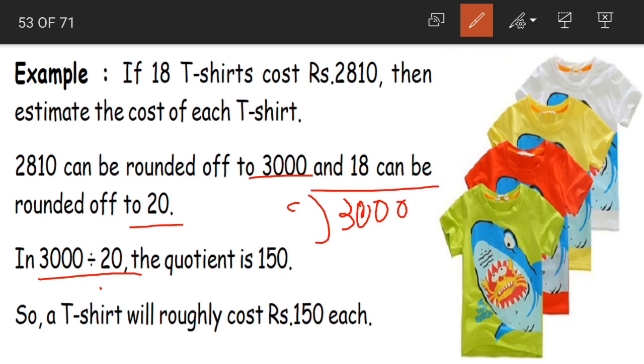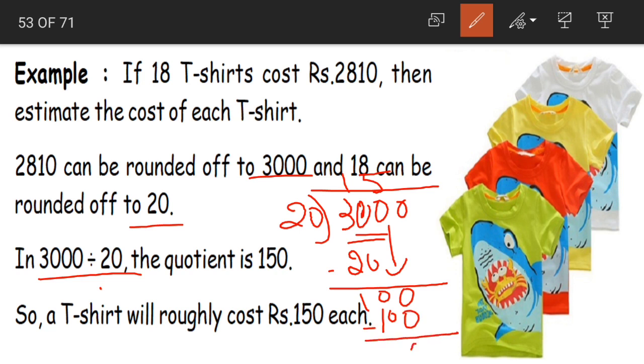3000 divided by 20. Taking two numbers together, 20 ones are 20. When we subtract, 10 will be remaining, bringing 1 0 down. 20 fives are 100. When we subtract, 0, bringing 1 0 down, 20 zeros are 0. And when we subtract, 0 will be our remainder. Yes, so 150 becomes our quotient.